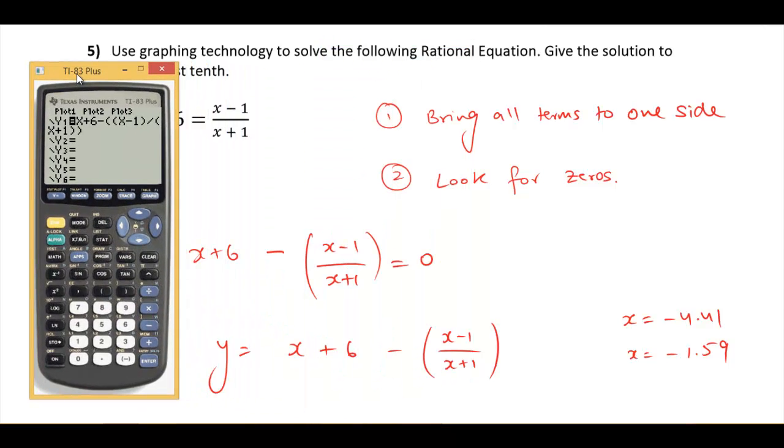When you plug that expression into your graphing calculator, this is what it's going to look like. X plus 6 minus x minus 1 over x plus 1. You will then go ahead and graph that, and when you graph that, you're going to get a graph that looks like this. Now this particular graph is going to have two zeros. The zeros are going to happen right here and right here. I can zoom in a little bit if I wanted to. I could do a zoom box and sort of try and zoom into that area so I can see what those zeros are.